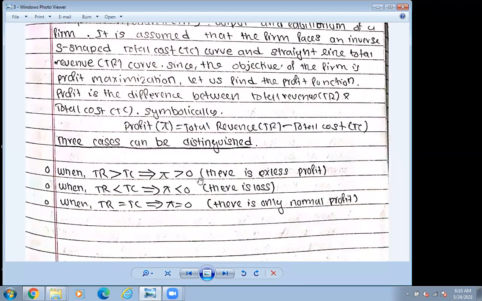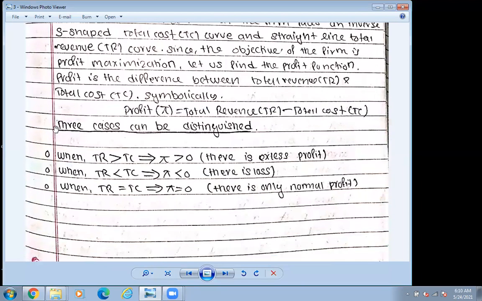So we know this. 3 cases can be distinguished. One is TR is greater than TC. So what will happen if the revenue, if the income is greater than the cost?